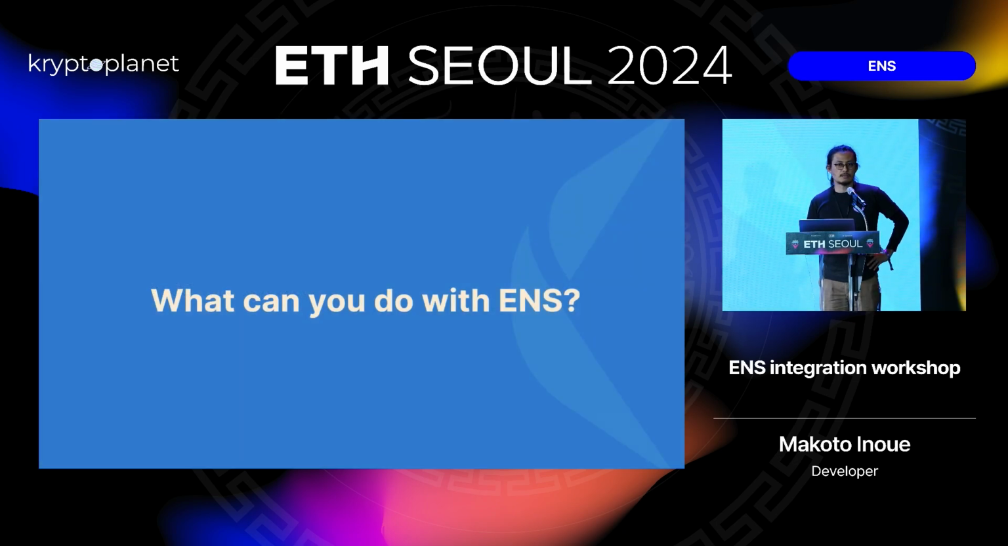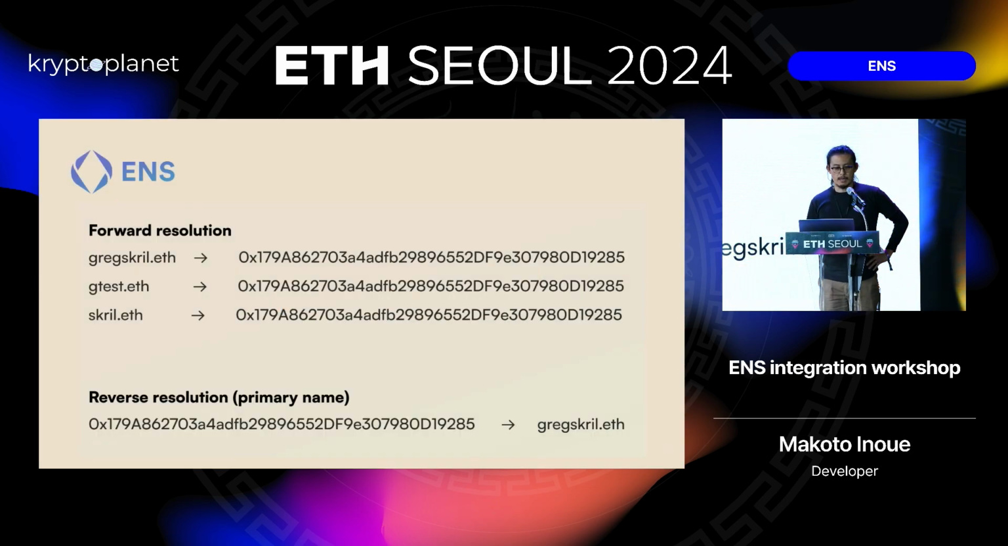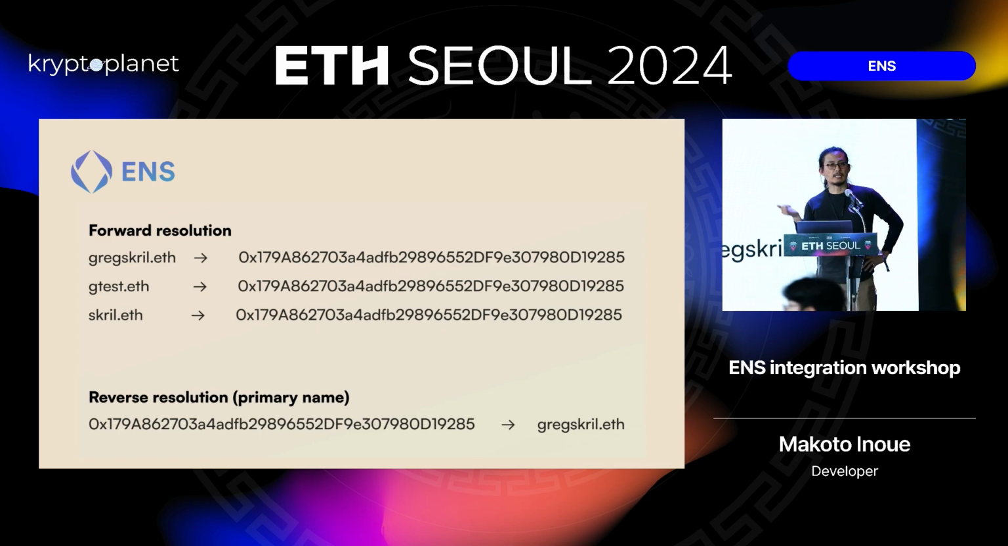And what can you do with ENS? You already saw some of the examples, but in more technical terms, when you type an ENS name and get the address back, it's called forward resolution. The reverse is when you put in an Ethereum address and get the ENS name back, which is called reverse resolution, or primary name. And you might wonder, the purpose of ENS is so that you don't have to type Ethereum addresses.